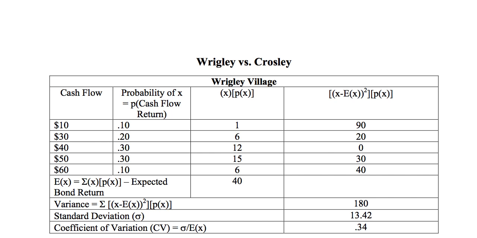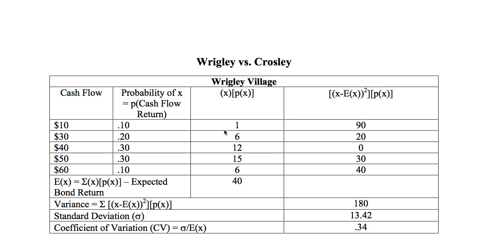And this is why it's important in this assignment to get a broad overview of how we would calculate the expected cash flow and how we would calculate the standard deviation. And if we had more than one project, like should we go with Wrigley or should we go with Crosley, which one should we go with if we do have this risk aversion? So first of all, let's look at Wrigley here.